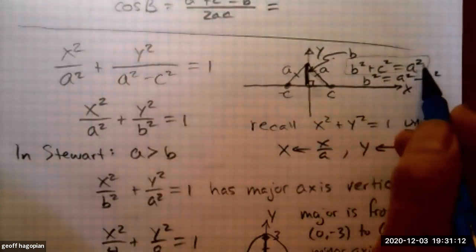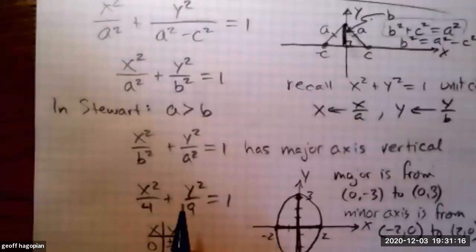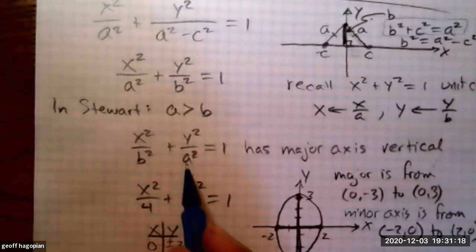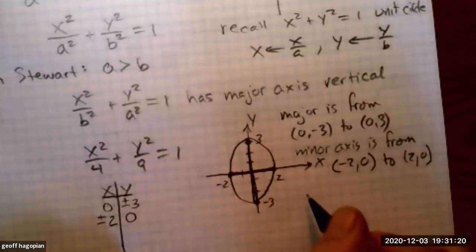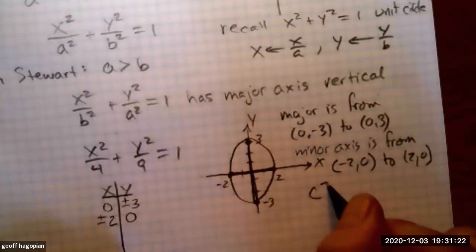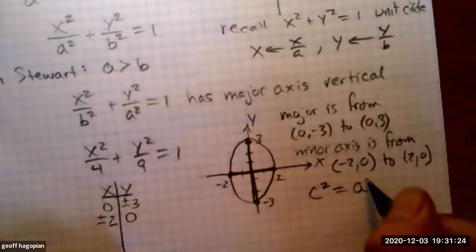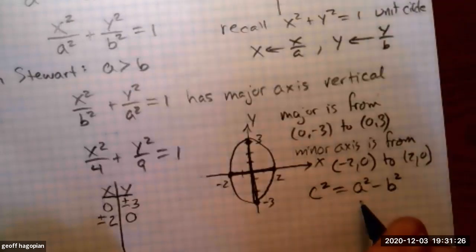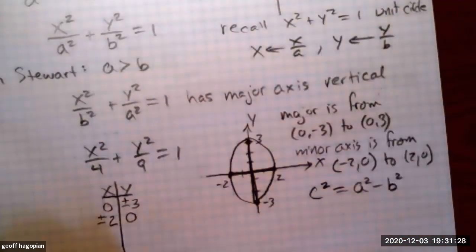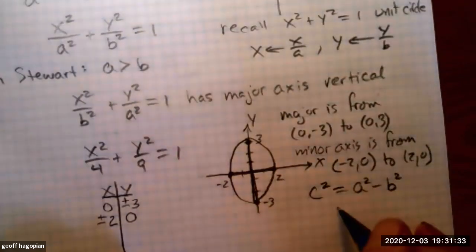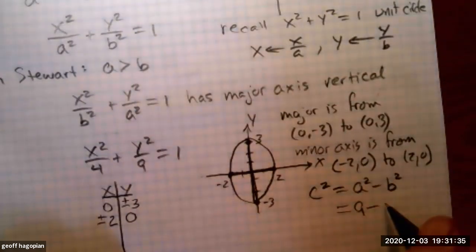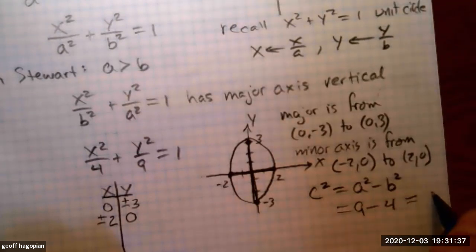C squared is A squared minus B squared. So it's the bigger one minus the smaller one, which is another reason to say A is the bigger one. Then you don't have any confusion about the formula. So C squared is equal to A squared minus B squared. The bigger minus the smaller will be positive, and that's good because C squared has got to be positive, right? So that's going to be 9 minus 4 is 5.